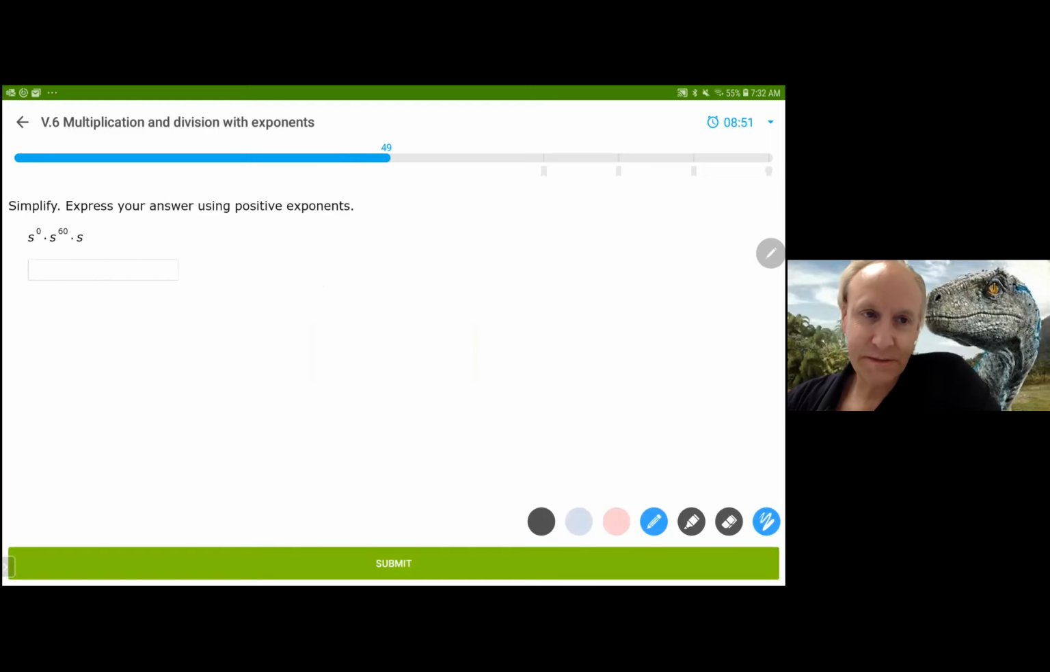All right, that s to the 0 is ignored because remember, anything to the 0 power doesn't change anything. It is the number 1. This means 1. It doesn't do anything for multiplication. That's why 1 is called the identity for multiplication, just like 0 is the identity for addition. If you really think about it, you might see how those identities are related to one another because of the multiplication rule for exponents. Anyway, there it is, s to the 60th, and I'm multiplying by s.